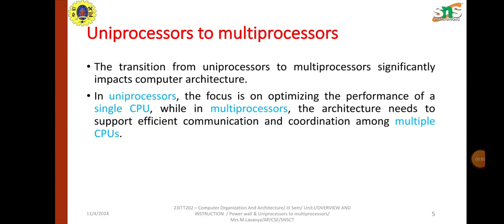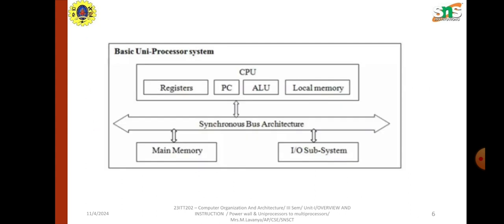This session is about uniprocessor and multiprocessor systems. As I have said earlier, the uniprocessor system has a single CPU, and only one task can be performed at a time, and multiprocessor is capable of performing multiple tasks at the same time.